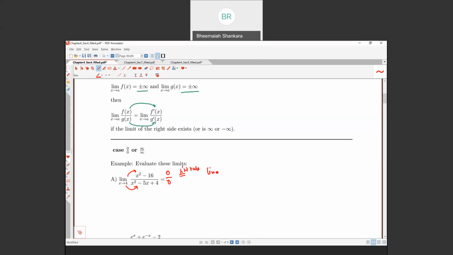So it's the limit as x approaches 4. Factor the numerator, you have x minus 4 and then x plus 4. Factor the denominator, you have x minus 4 and then x minus 1. Now that you have factored, you are able to see the common factors x minus 4 cancel. Plug in x equal to 4, so it's 4 plus 4 divided by 4 minus 1. So it's 8 over 3.